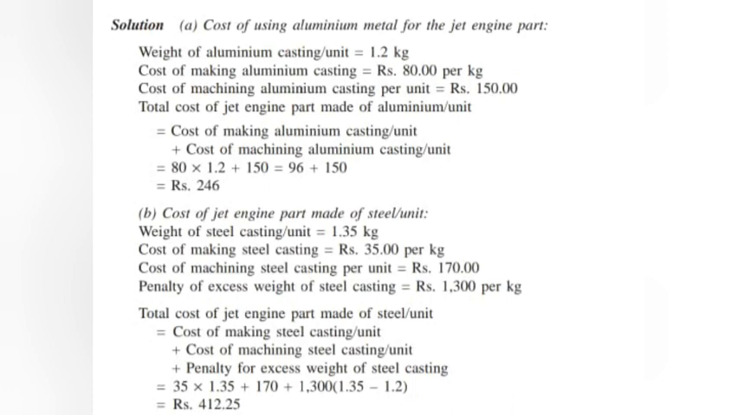Okay, now coming to the decision part. Here aluminum is suggested for making the jet engine part because it has the lower total cost per unit. To find the economic advantage of using aluminum over steel, you deduct the lower amount from the higher amount, that is, aluminum's cost from steel's cost. That is your economic advantage. If the question asks particularly about the economic advantage, then you have to write it by deducting the lower cost from the higher cost.